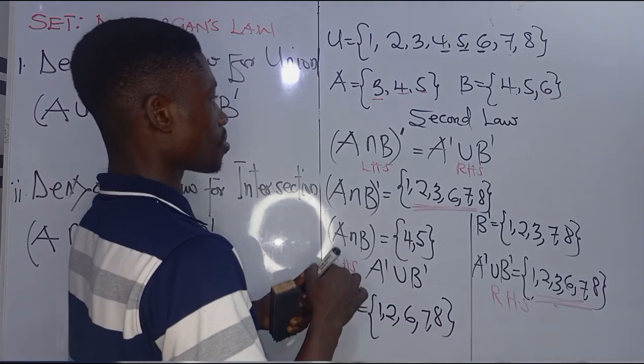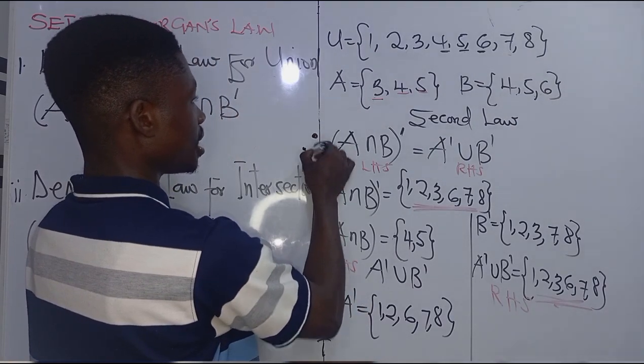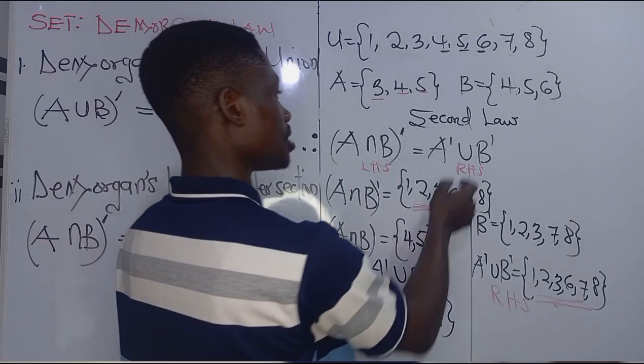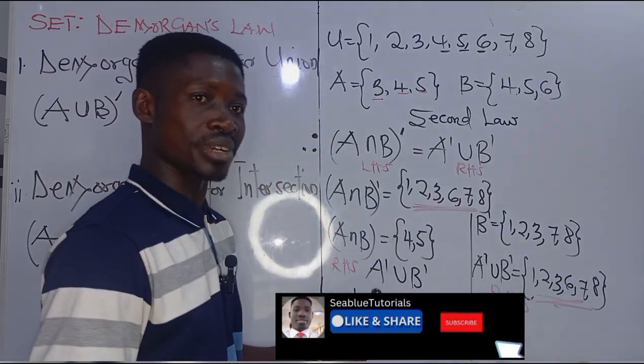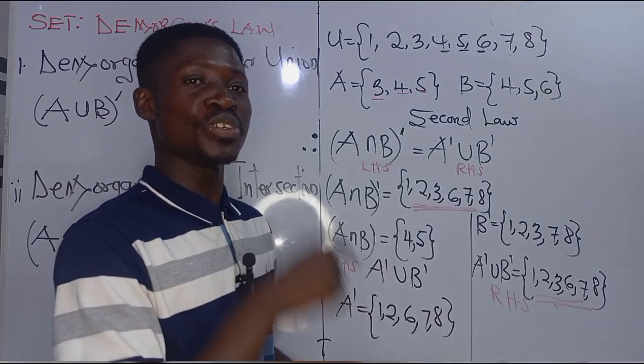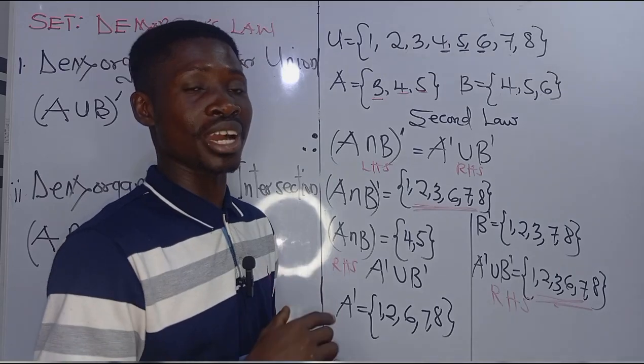So we can therefore conclude that the complement of intersection of two sets is the same as the union of their complement. So what this guy, De Morgan, is saying is actually true. That is it for De Morgan's law.